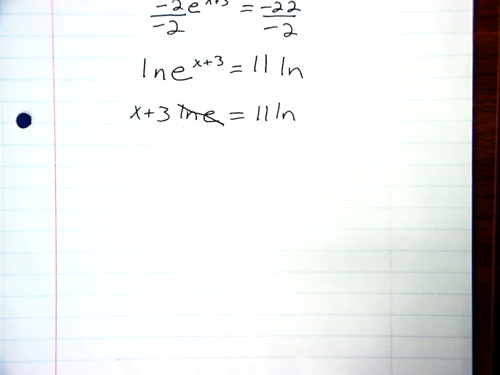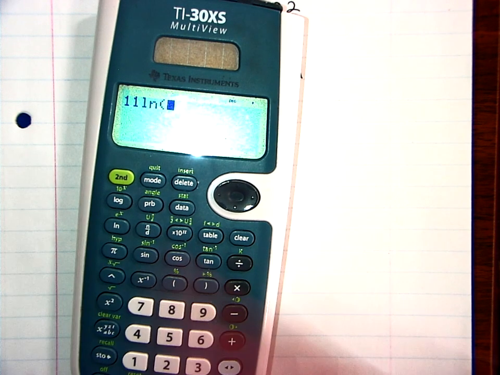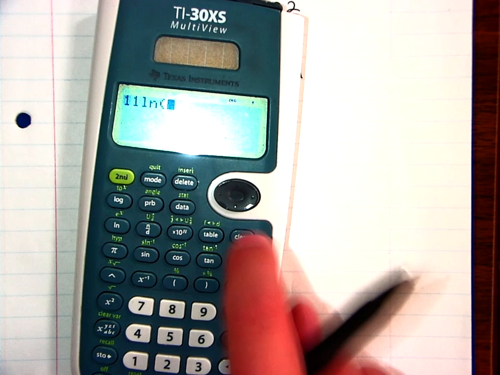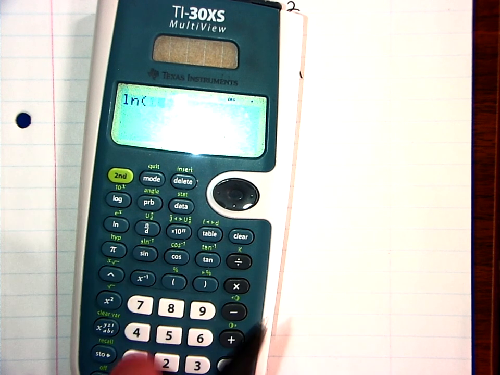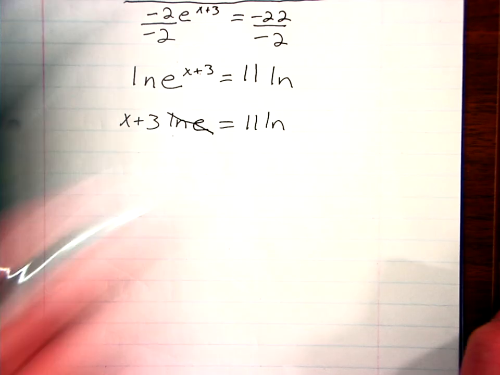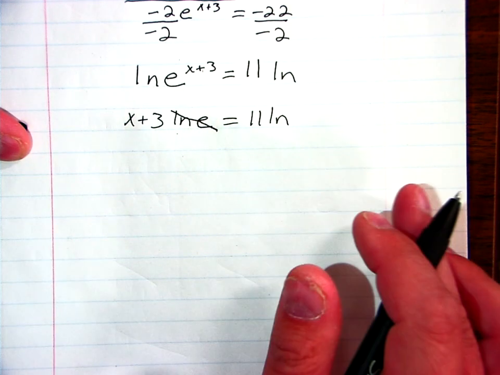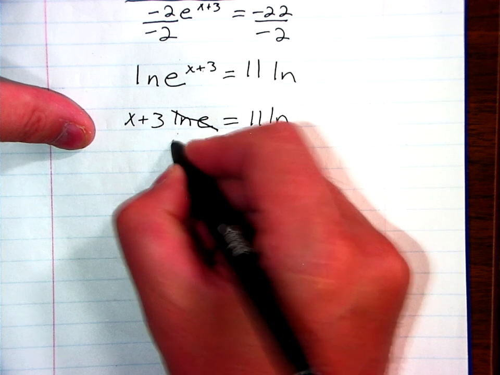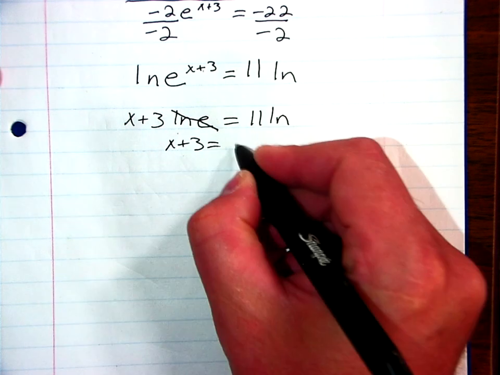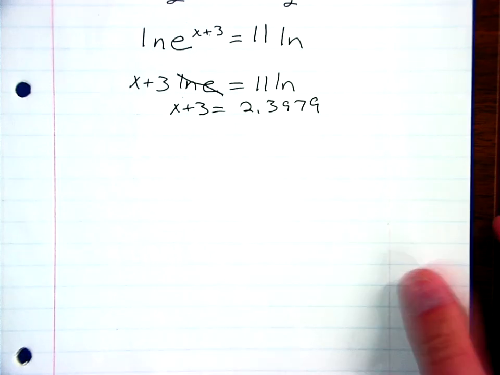So can I get an actual number for ln 11? Yes. Grab your calculator. Hit ln, then 11. Actually, I did that backwards, I'm sorry. Do ln 11, close your parentheses, and enter. I prefer to keep the whole number in the calculator, because if we don't, it'll mess us up later on. So that gives me x plus 3 equals 2.3979. I'm going to round to 4 places.